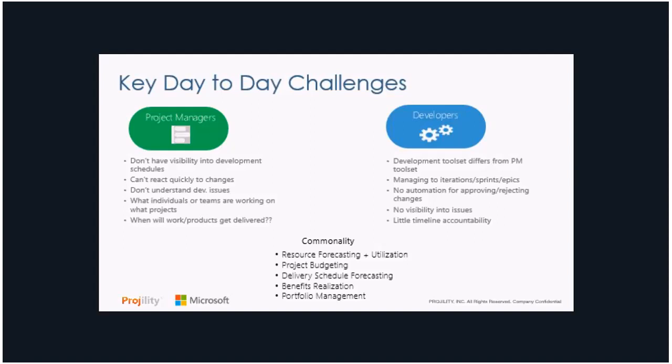What we do see in common for your project managers and your developers, one more on the PM side, one more on the DevOps side, is resource forecasting and a need to do utilization planning. Project budgeting: how much do we have, what are we spending, and what's remaining? That's really important. We've got to do some kind of delivery schedule forecasting. Typically in a waterfall world, we have a flow down waterfall schedule, but in an Agile world, it's a little more fluid and flexible. Also measuring benefits and benefits realization, and how are we going to get value out of the investments we're making, as well as being able to do top-level portfolio management.